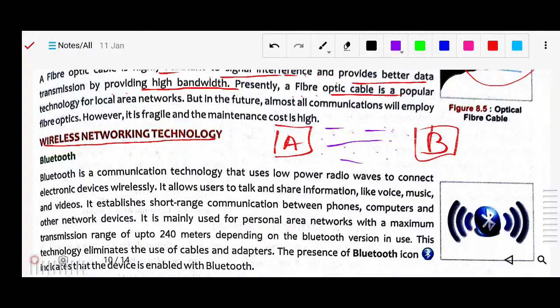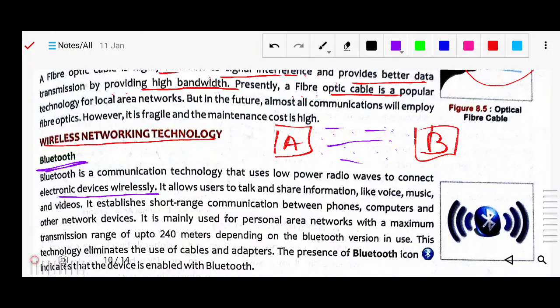There is some wireless technology, Bluetooth. You are very much familiar with this Bluetooth. Bluetooth is a communication technology that uses low power radio waves to connect electronic devices wirelessly.